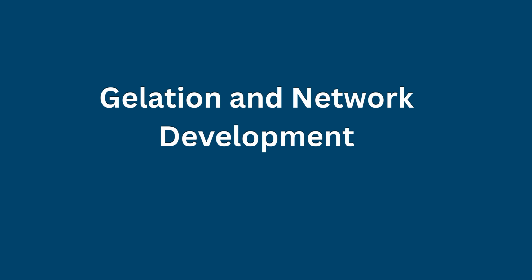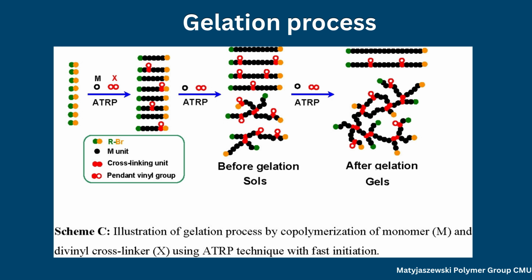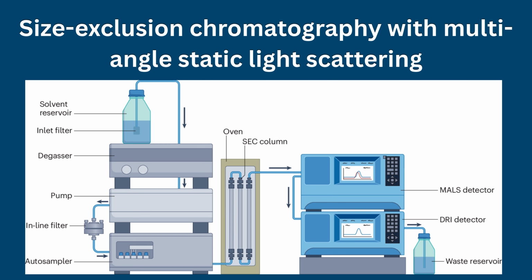Gelation and network development. The transition from a viscous polymer solution to a solid-like network occurs at the gel point, where an infinite network spanning the entire system is formed. Below this threshold, all species remain soluble and can be characterized using conventional solution-based techniques. Above the gel point, the system separates into a cross-linked gel fraction and a soluble fraction, sol, consisting of unreacted chains and branched oligomers. Characterization of the gelation process is essential for understanding network formation.